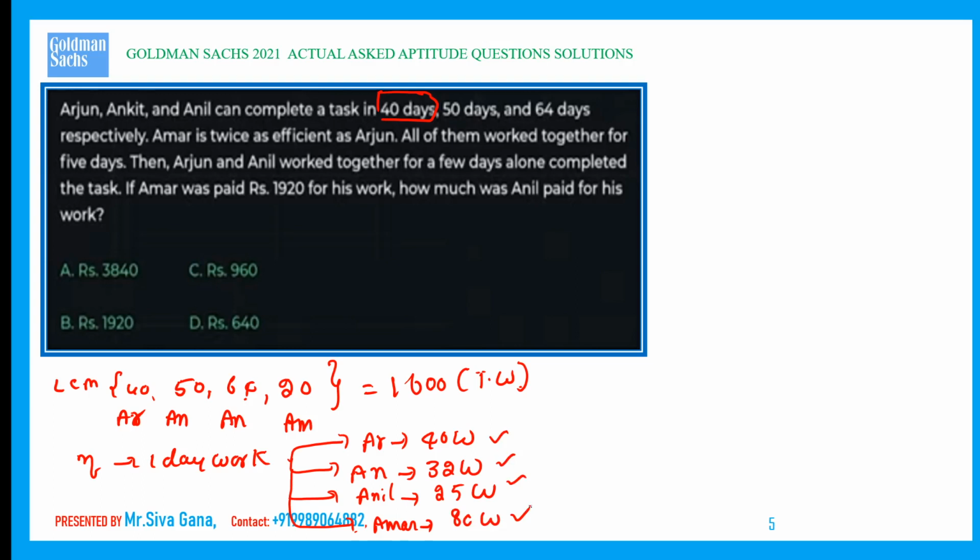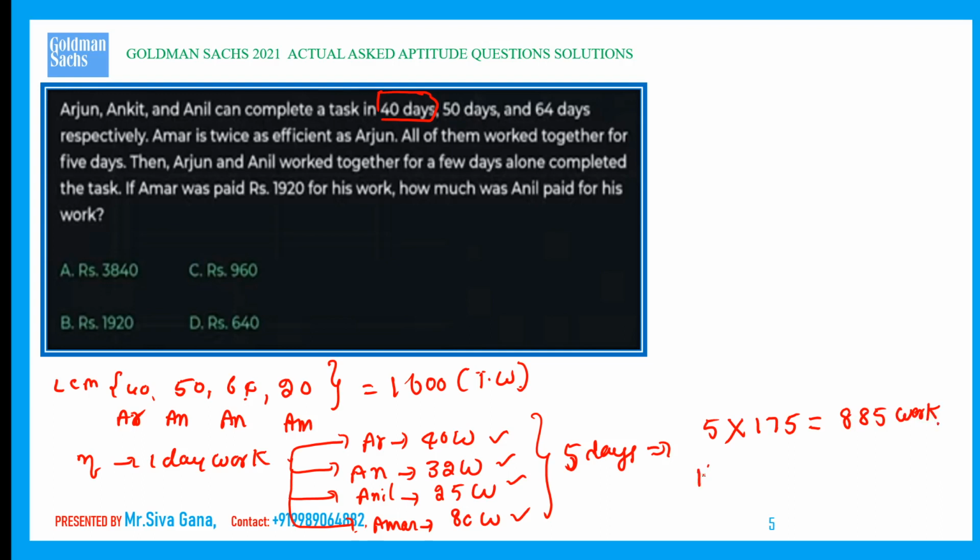All of them worked together for 5 days. In 5 days, how much work is completed? 5 into 40 plus 32, 72, plus 25, plus 80, which is nothing but 175. 5 into 175 is 875. So 875 work was finished in 5 days by all of them.